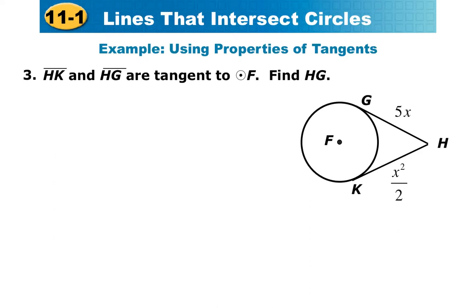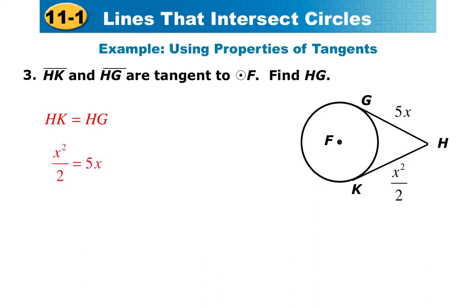Problem number 3 says HK and HG are tangent to circle F. Find HG. The theorem that we just saw, theorem 11.1.3, says that these two segments are congruent. By definition of congruence, we can write equality. So we have that HK is equal to HG.